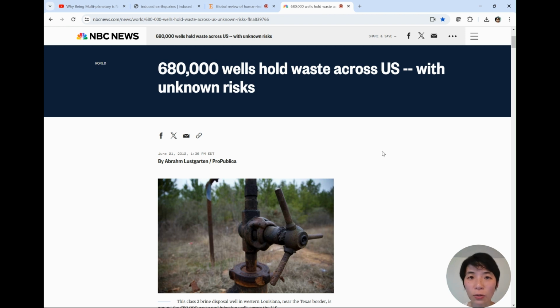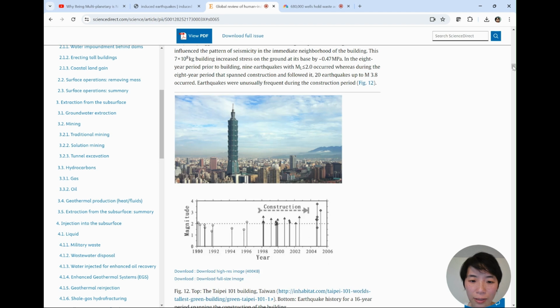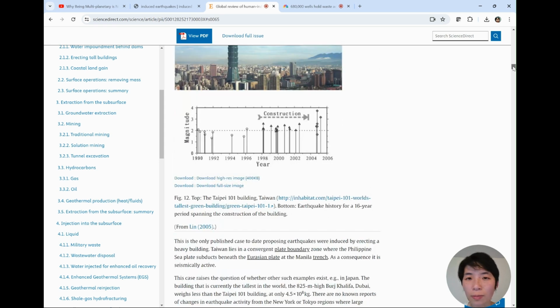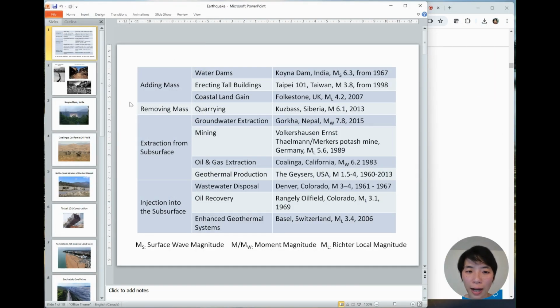And besides injecting water into the Earth's subsurface, something as simple as constructing a tall building, such as the Taipei 101 Tower, could cause minor earthquakes. And this is a plot of seismic activities during its construction. And there are many other incidents of earthquakes that could be traced back to some kind of human activity. And to summarize, I have come up with this table that is showing all four broad categories as well as their subcategories, and some examples of incidents where earthquakes could be traced back to these kinds of human activities.